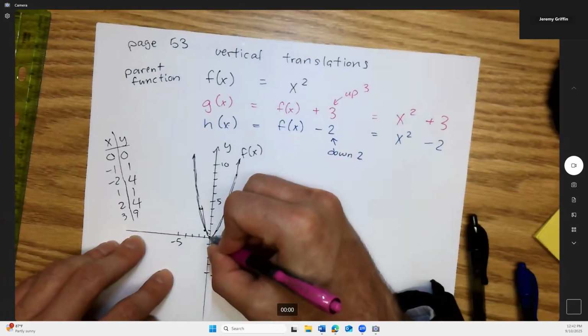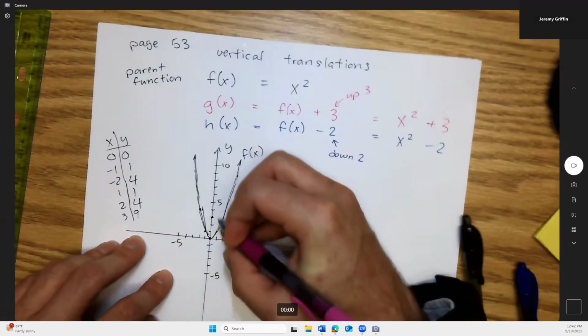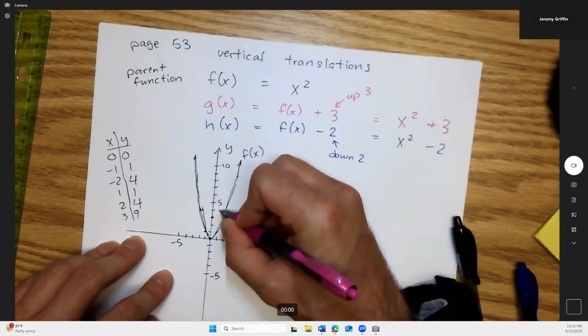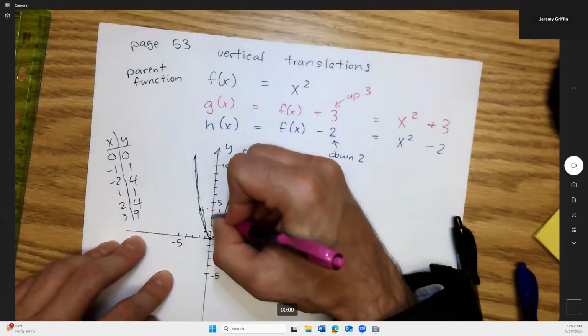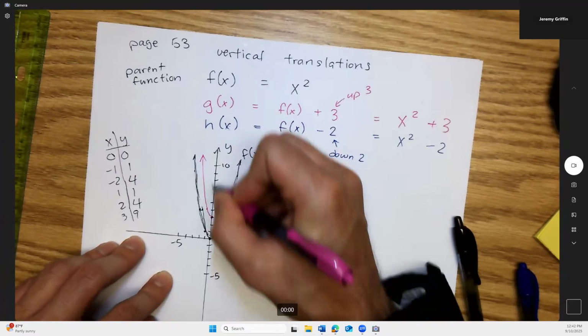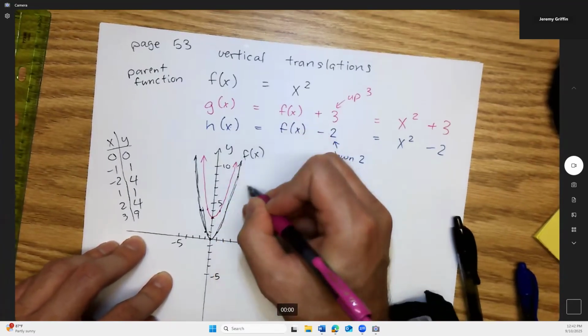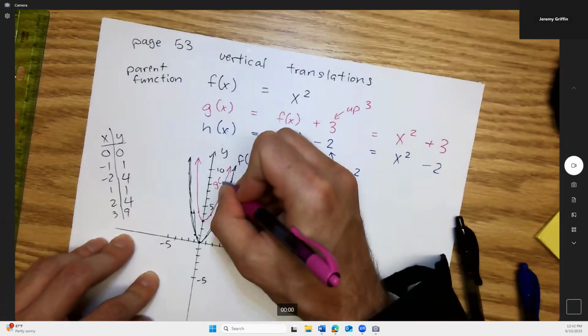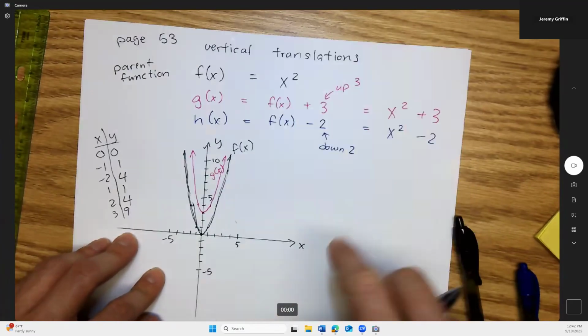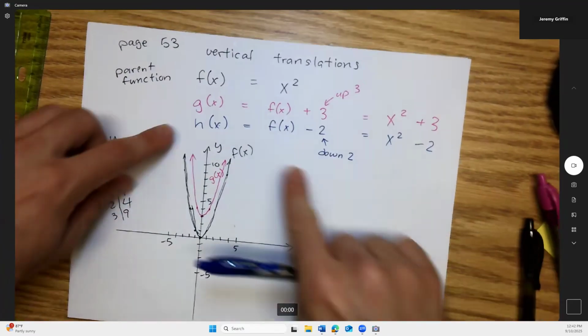So this point 0, 0 becomes 0, 3. The point 1, 1 becomes 1, 4. Everything just shifts up by 3 units. It should look like this, and I'll label this g of x for pink. And then I'll switch over to blue ink to do h of x.